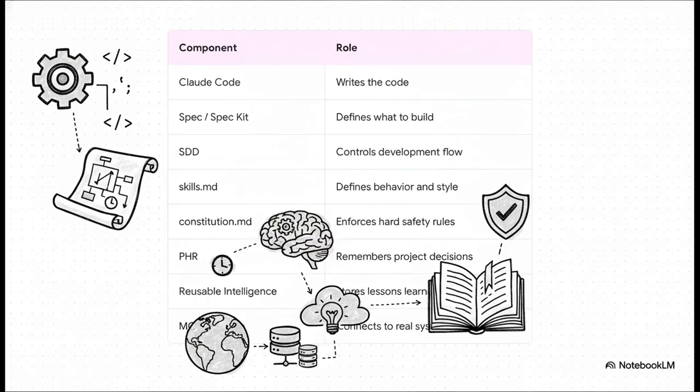The spec is its blueprint. It defines what to build. The SDD process is the project manager, controlling when it builds. Its whole personality and behavior is shaped by the skills and Constitution files. That's how it works. Its memory is built from those project histories and the reusable lessons it learns. And finally, that MCP server is its connection to the real world. You see how that works? Every single component has one and only one clear job.